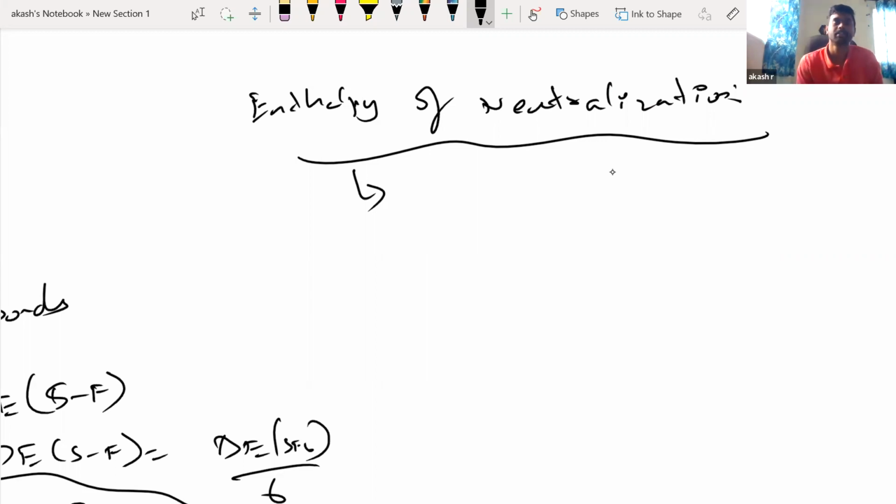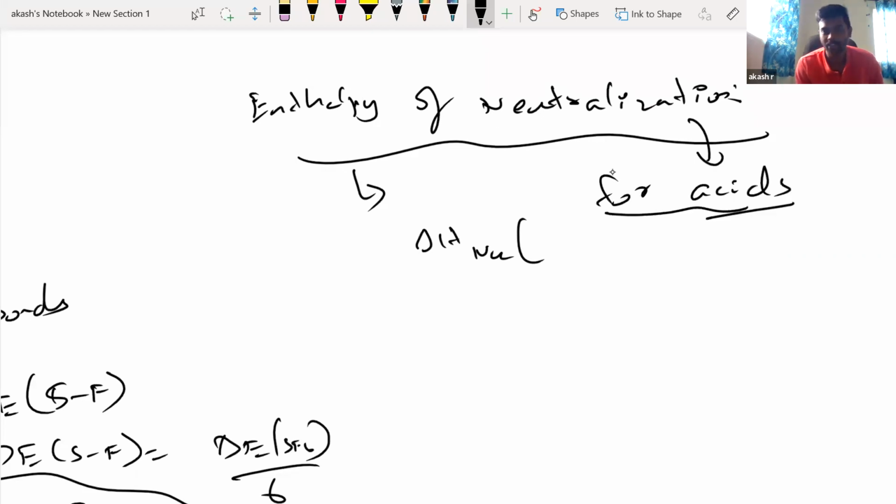Now, people, look at this. We say enthalpy of neutralization. Before we move on, what you have to understand is that enthalpy of neutralization will be defined only for acids. Only for acids; we will not define it for bases.